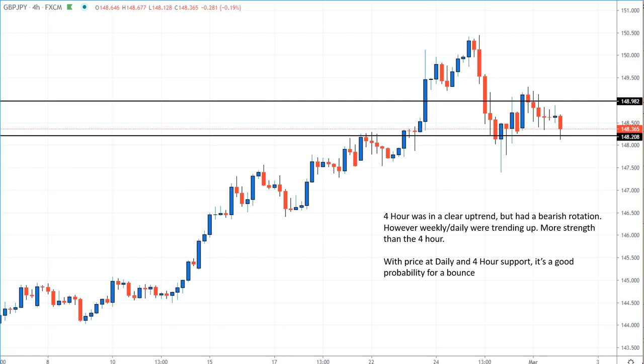Now, you don't have to take every trade. If you don't see them clearly, leave them. Nobody's making you take any trades.